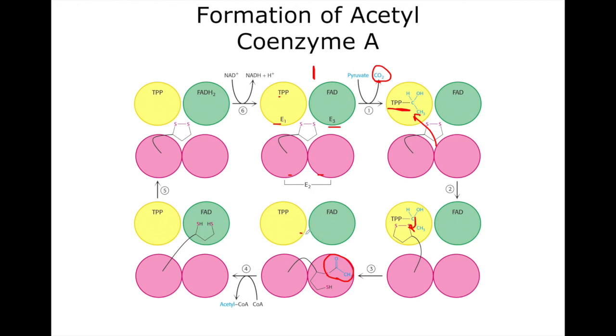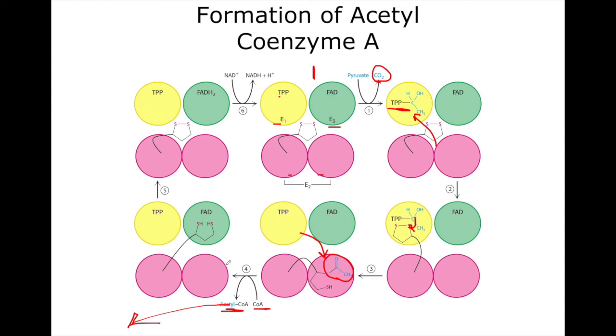And then that lipoamide arm swings back into the E2 active site. So you can hopefully see it swinging back down here. And in the active site of the E2 portion is our coenzyme A. That acetyl group then transfers to that coenzyme A to form acetyl-CoA, and that goes into the citric acid cycle.